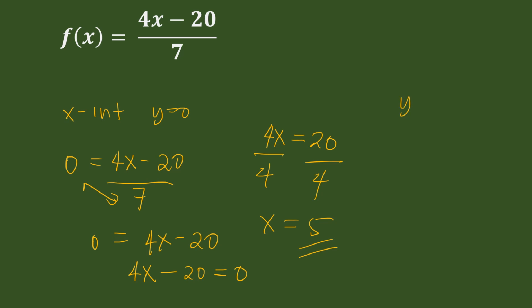Solving for your y-intercept, that is when x equals 0. In this case, we have the constant terms, so simply get the ratio of that one. So the y-intercept is simply -20/7. Okay, so that is for our x and y intercepts.